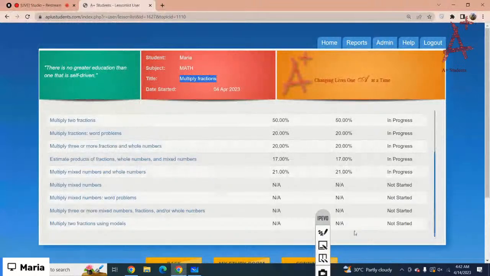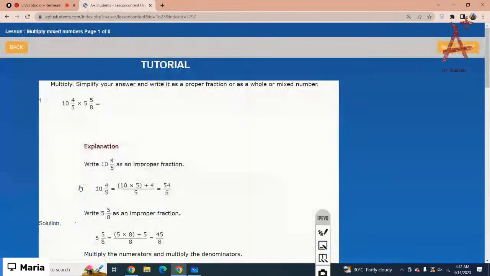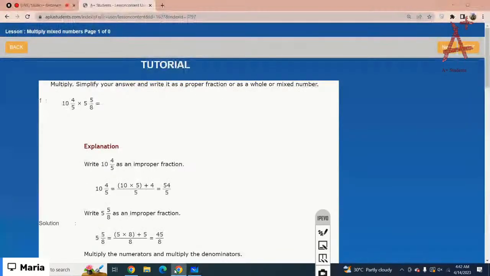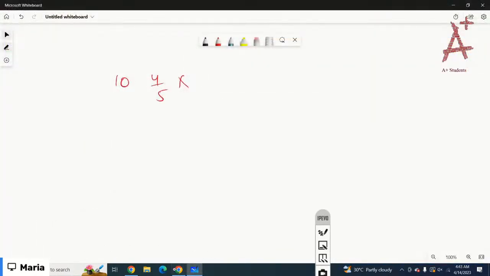Here I am on grade 6 maths. The chapter is multiply fractions, and the lesson I'm going to start with is multiply mixed numbers. The first example is 10 whole 4 over 5 times 5 whole 5 over 8.